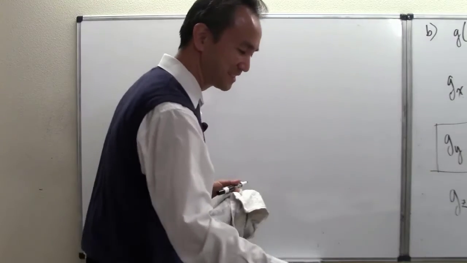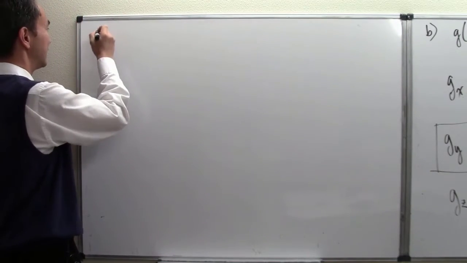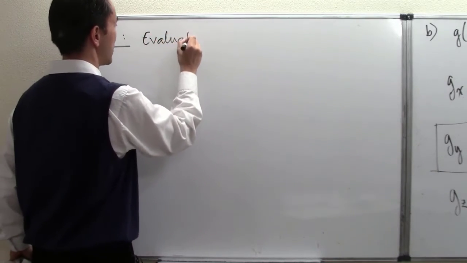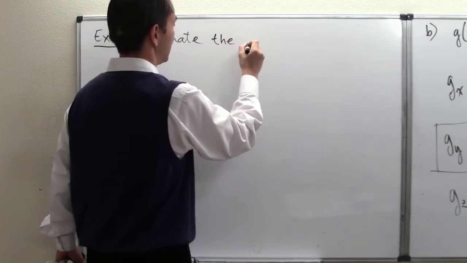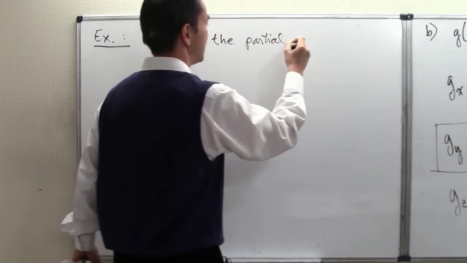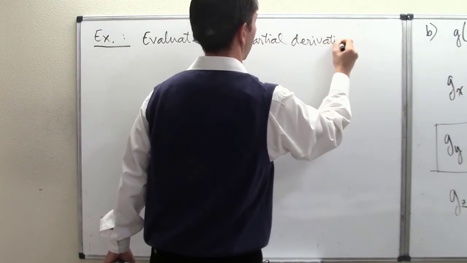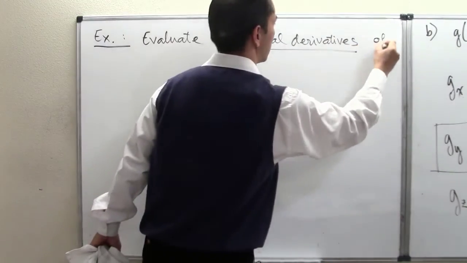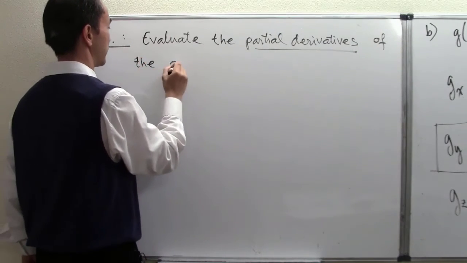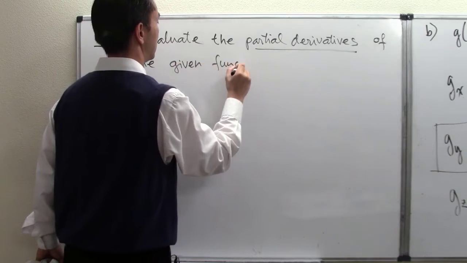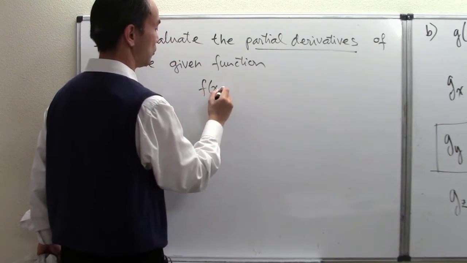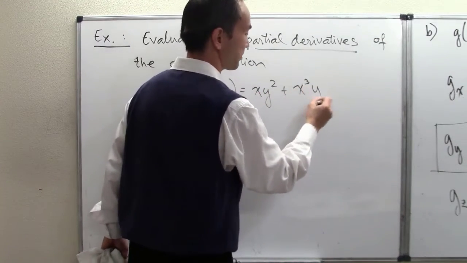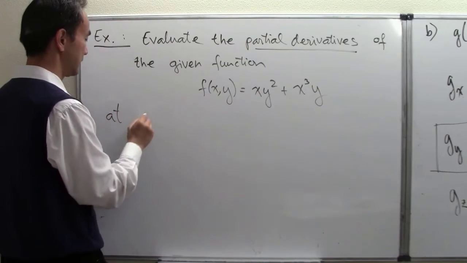And so now let's look at another example. Here I would say let's evaluate the partial derivatives, plural again, the partial derivatives of the given function f of x comma y equals x y squared plus x cubed y at 2 comma 1.